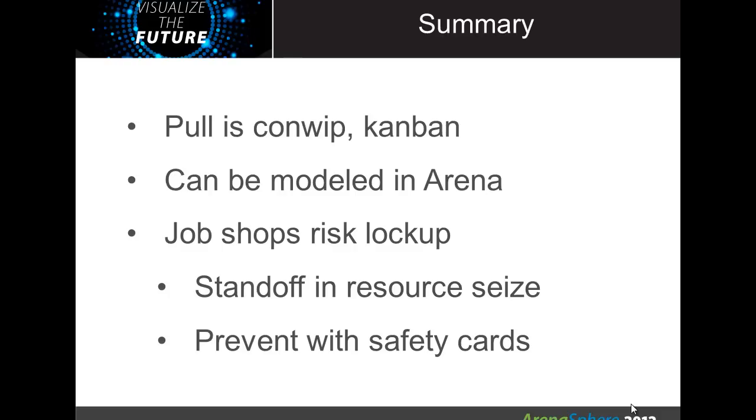It can be a real factor, and you can consider it in your Arena model and have some mechanism to respond to it. You can have a standoff where two or more machines are all trying to get the same resources, and yet those resources are being held by other jobs that need other resources to move on, and so nothing happens until you find a way to unlock all that. In the academic literature, we call these safety cards. We use that to unlock this cycle. And there are various ways of implementing these safety cards.